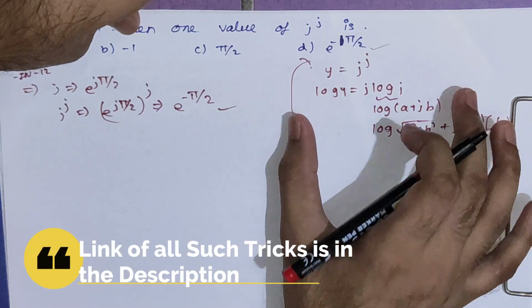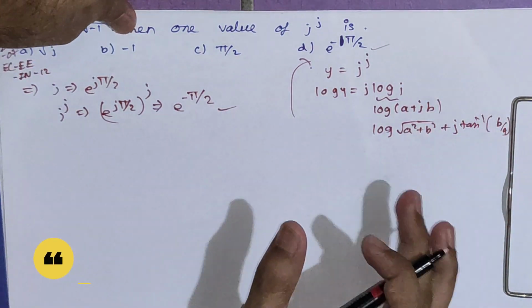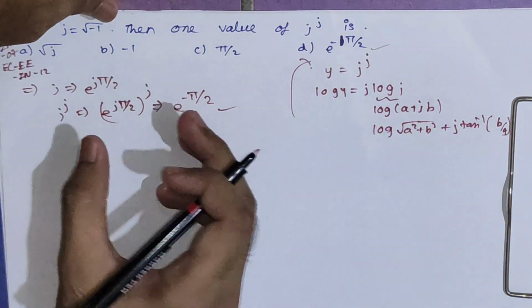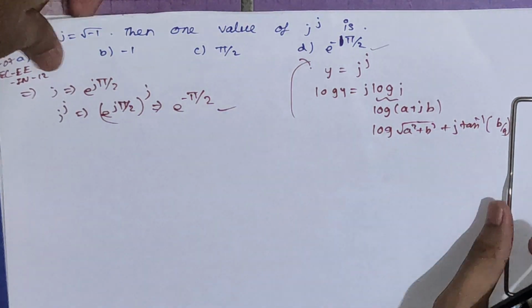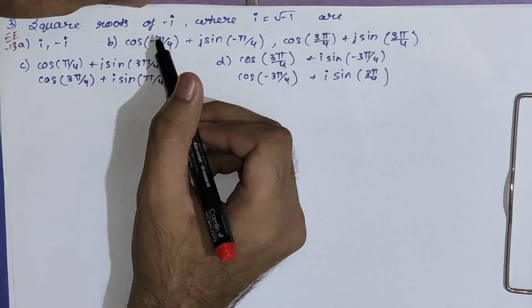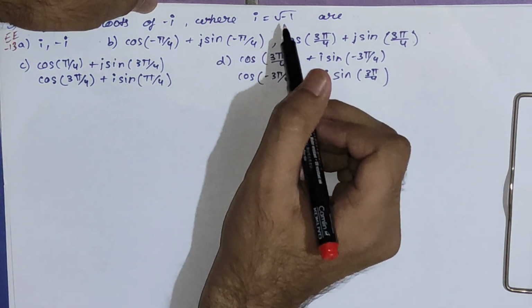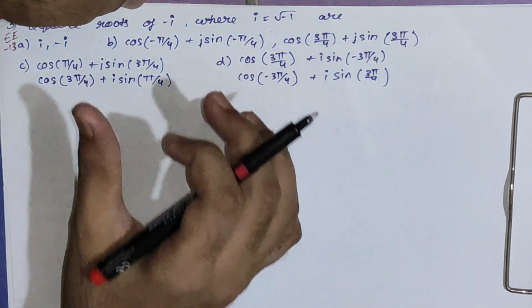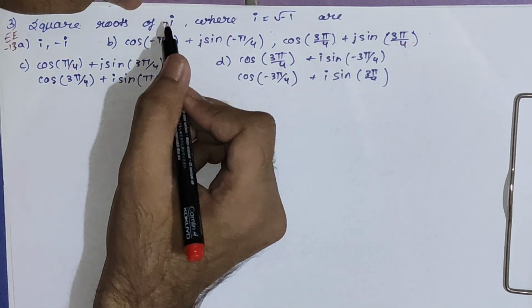So you can see this traditional way is very lengthy and you have to spend more minutes here, but with the trick you can solve this type of sum in just 5 to 10 seconds. Okay, now let us see this sum. This is of EE13, square roots of -i, where i is under root of -1. So basically here we have to get the square roots of this -i.